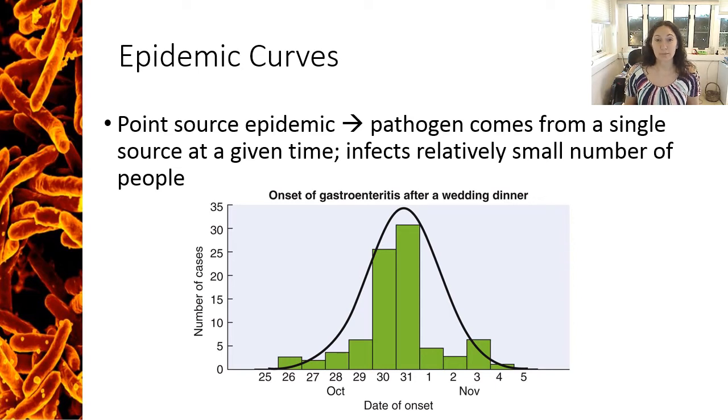So point source epidemics are where the pathogen's coming from one given source and is infecting just a small number of people. These are usually associated with outbreaks, and you can see the curve just goes up and back down. These are the types of things we see with, say, food poisoning, or if there's contamination at a restaurant. We see this peak of people that get sick, and then we identify that it's happening, and the people stop getting sick. We clean up whatever the problem was. So that's a point source epidemic, where it's coming from one single source.